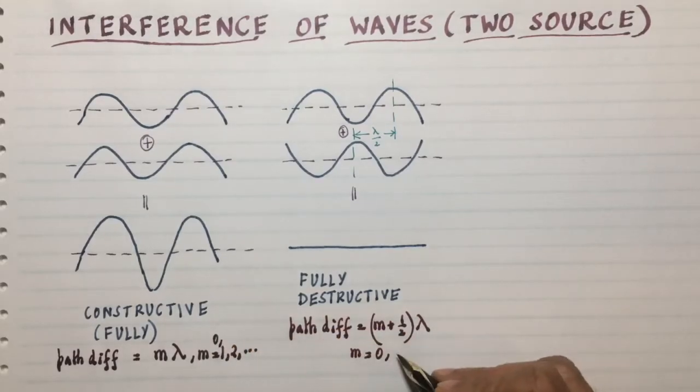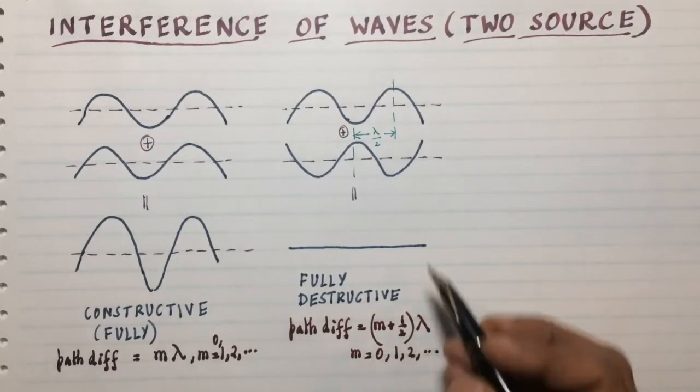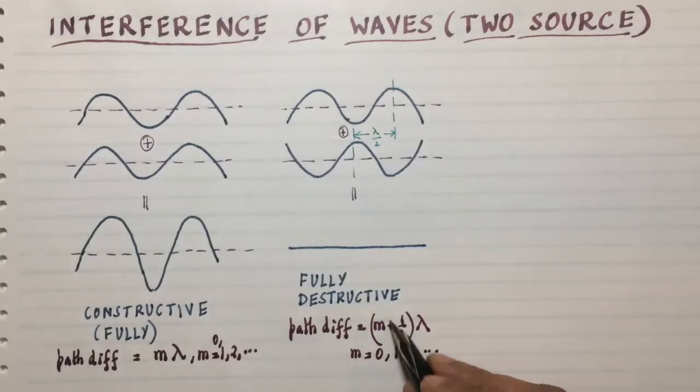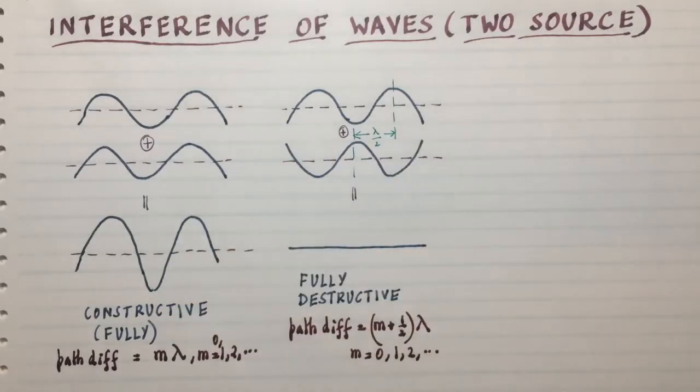You can be off by 0, 1, 2, and so on. So for example, if I put m equals 0, I get half lambda, which will be this case. If I put m equals 1, I'll get 3 halves lambda, which will be the whole thing shifted by 3 halves. It'll still look like that. So that's the more general expression for the path difference.